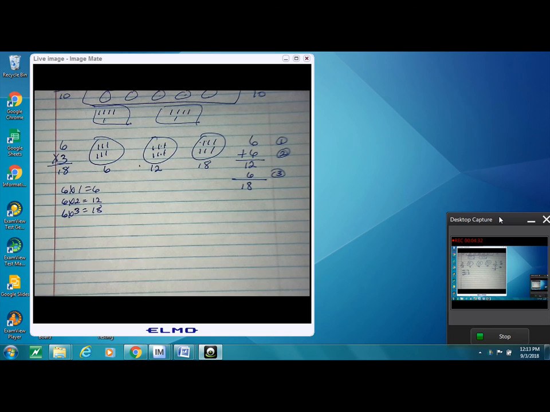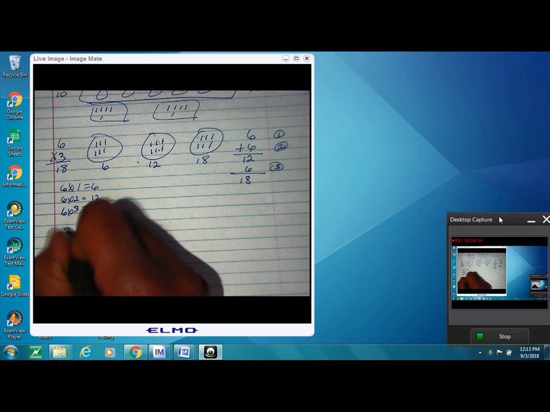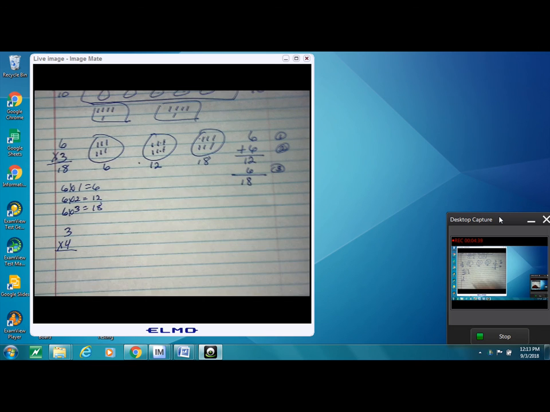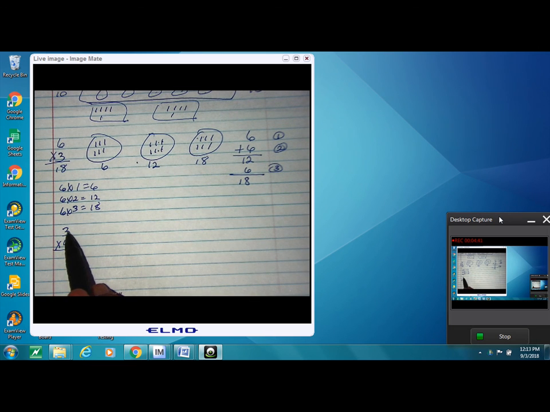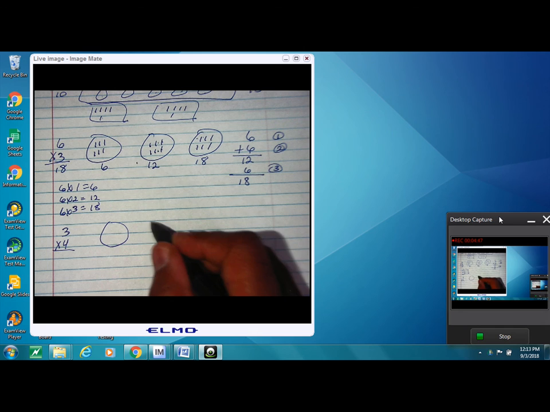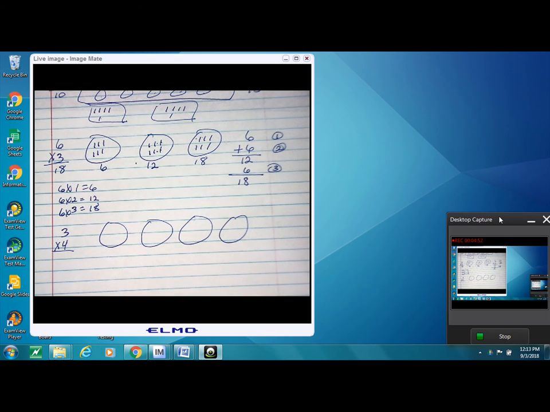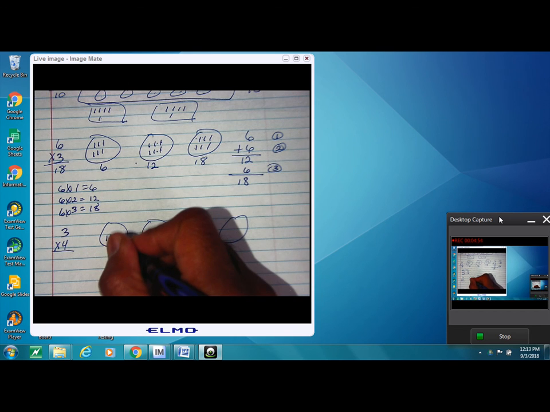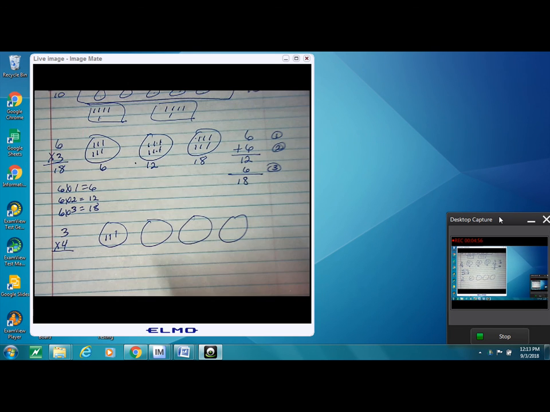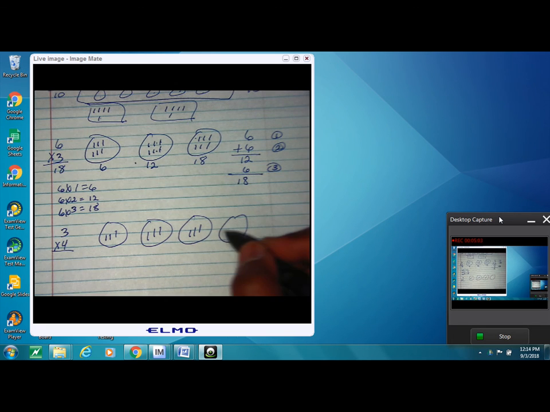Okay? So let's do 3 times 4 now. 3 times 4. This is how many is going to be in each group, which is 3. This is how many groups I'm going to have. 1, 2, 3, 4. 1, 2, 3. 1, 2, 3. 1, 2, 3. 1, 2, 3.